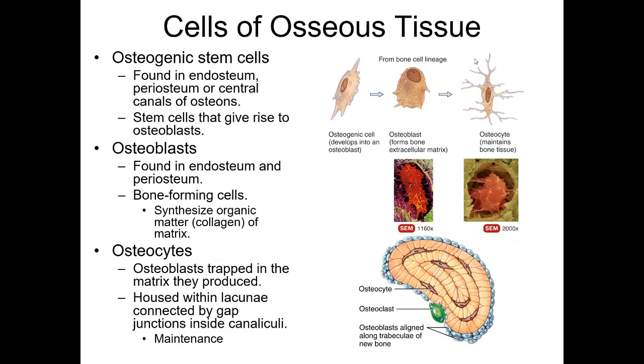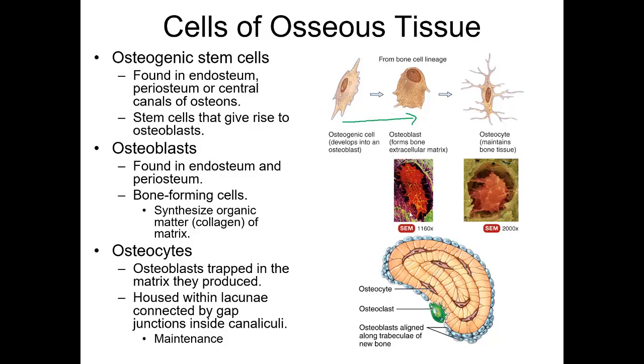Now, we've been talking about the osteogenic cells, we've been talking about osteocytes. Let's go over the different cells. First, let's look at the cells of the endosteum. We've talked about the osteogenic stem cells. They are found in the endosteum. You can also see them scattered around in the periosteum. They are stem cells. Once they get the signal to mature, they are going to mature into something called the osteoblast.